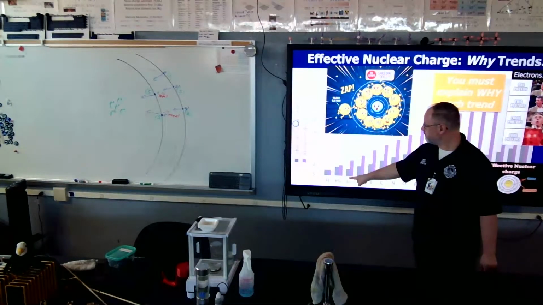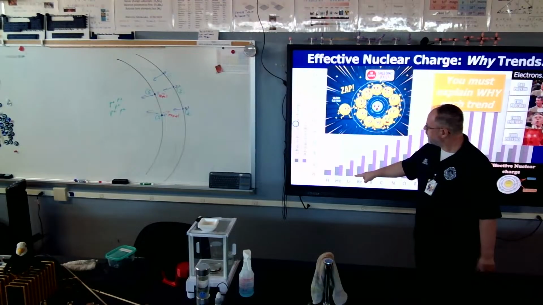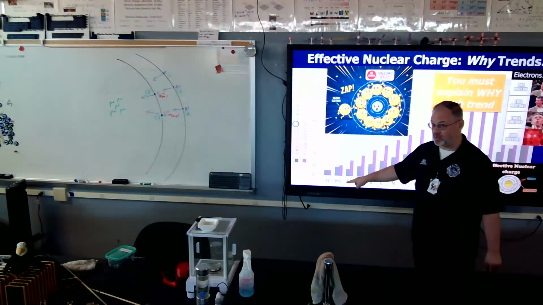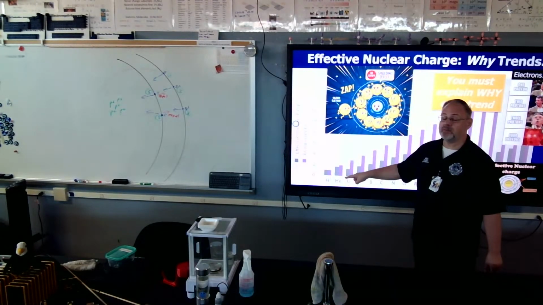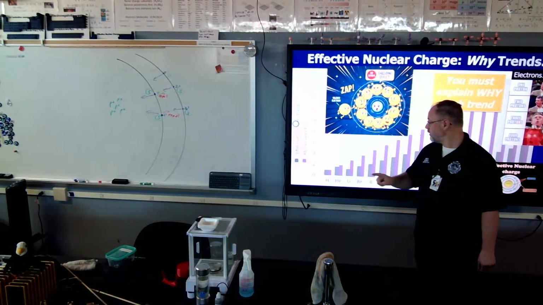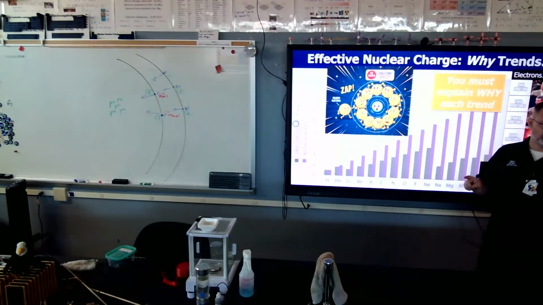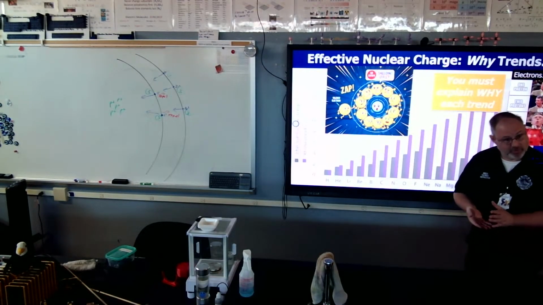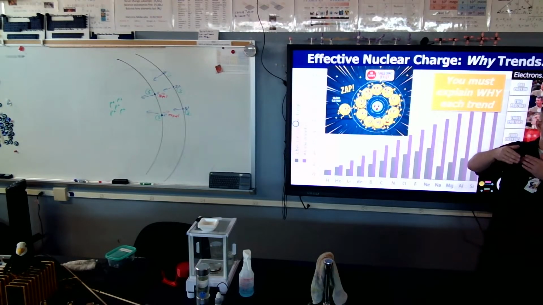Then you get to lithium. Lithium sees 3 protons, but there's 2 electrons in the inner shell. So lithium's effective nuclear charge is only 1. Is that clear? It's just the number of protons that the atom would see, which is based on, remember, the atomic number is the number of protons. It's the number of protons the atom would see minus how many electrons are in the previous shells.